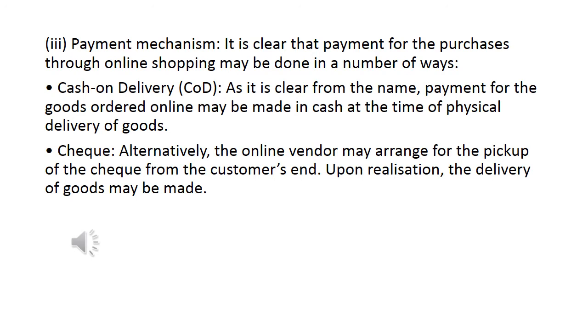Number one, you are very much aware of, is cash on delivery. As is clear from the name, payment for the goods ordered online may be made in cash at the time of physical delivery of the goods. Number two is a check. Alternately, the online vendor may arrange for the pickup of the check from the customer's end, and upon realization the delivery of goods may be made. So cash on delivery and check.